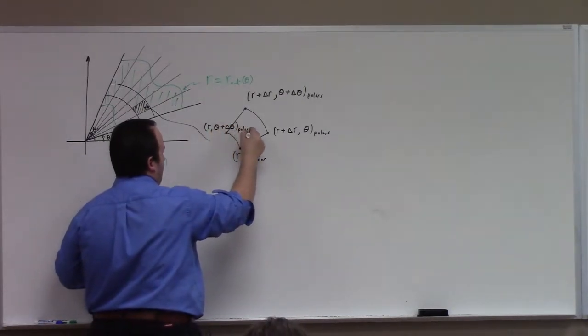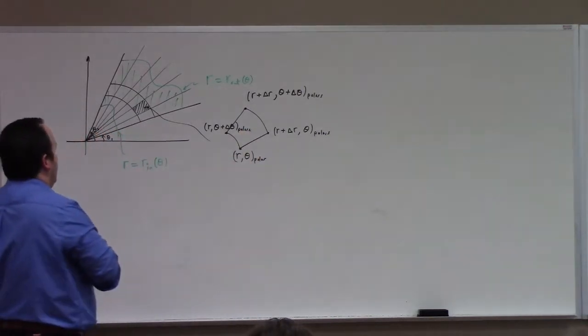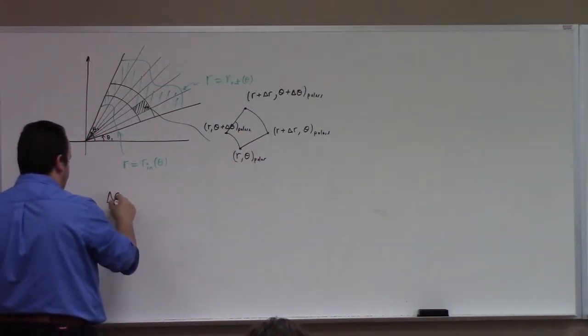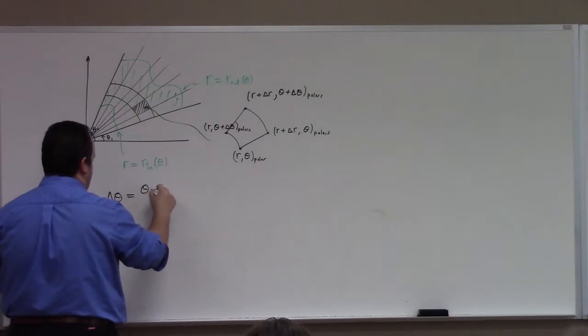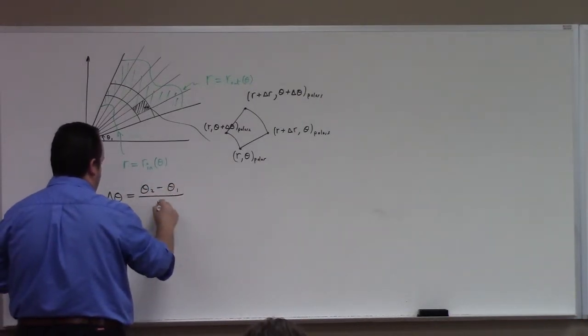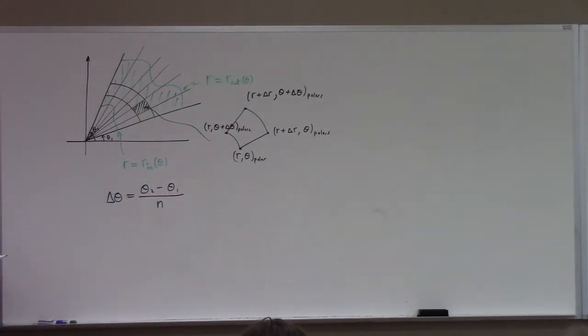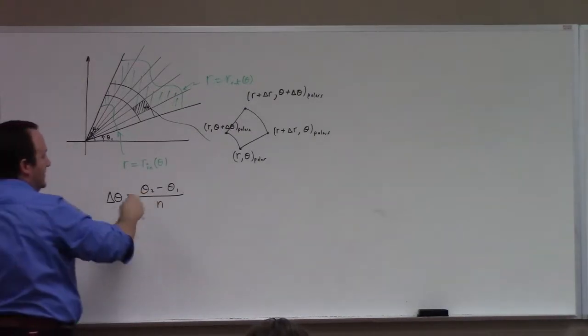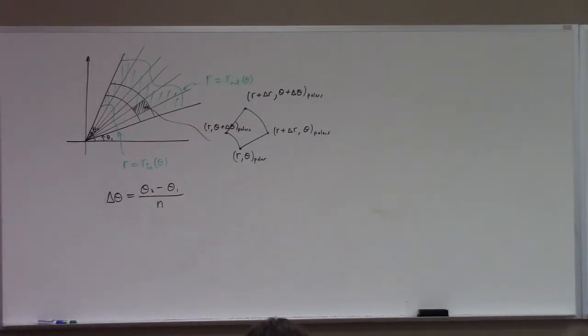Now what I'm supposing is that we take delta theta equal to theta 2 minus theta 1, divided by n. So I'm suggesting we partition this into a fan with n folds in it, so to speak: chop, chop, chop, n of them.